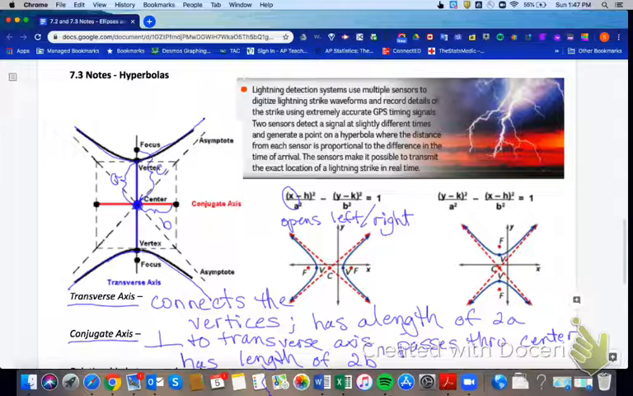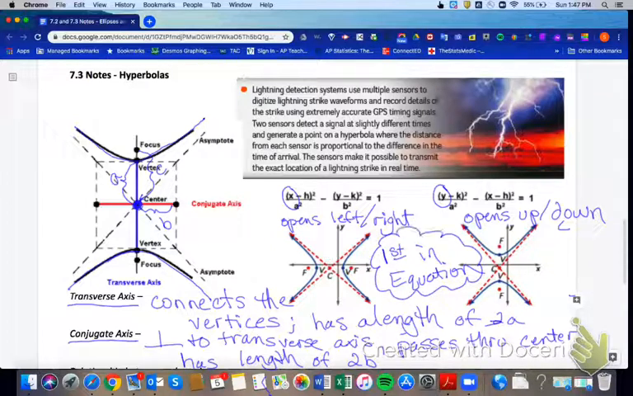In the second equation, y comes first. So we have y minus k squared over a squared minus x minus h squared over b squared equals 1. So when y comes first, then the vertices of the hyperbola are vertical. And so this time it opens up and down. So you're looking for whatever is first in the equation, whether it's x or y. If it's x, opens left, right. If it's y that comes first, it opens up, down.